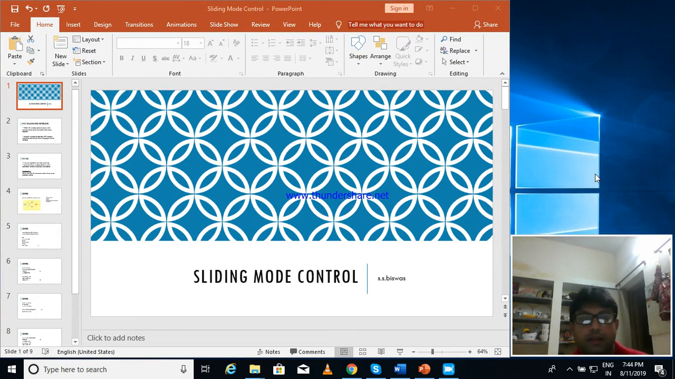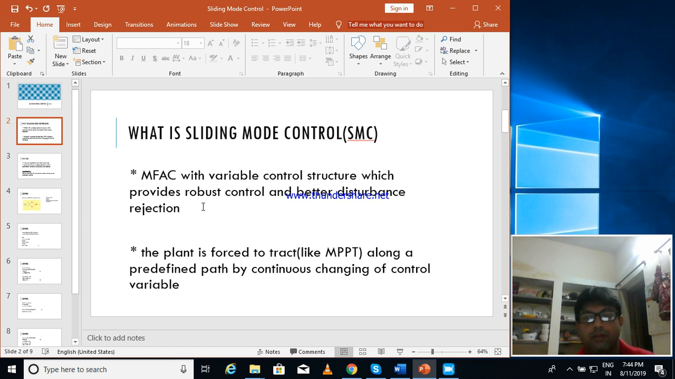Good evening, everybody. Today we are going to learn sliding mode control. So first, we just understand what is sliding mode control. Basically, sliding mode control is a model-free adaptive control with variable control structure which can provide robust control and has better disturbance rejection capability.